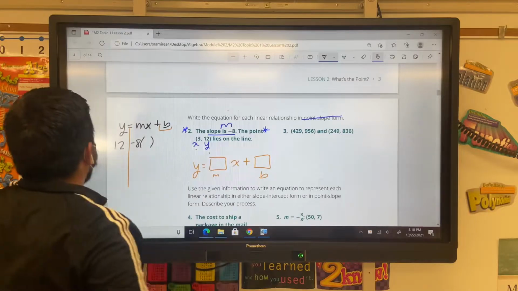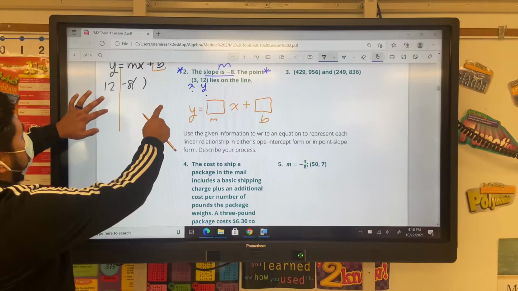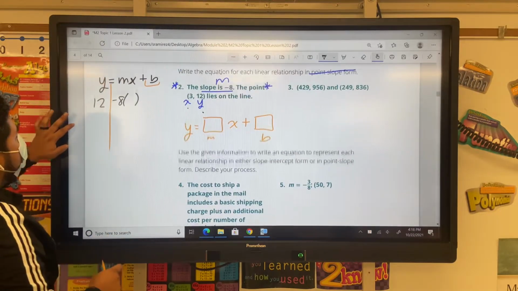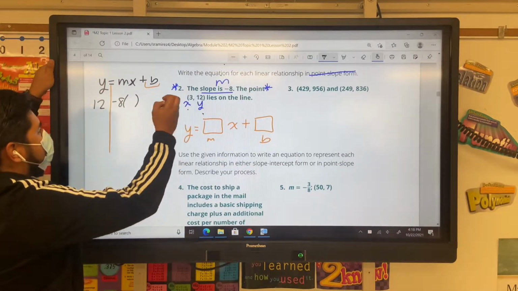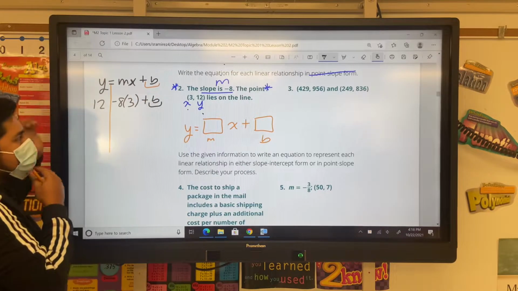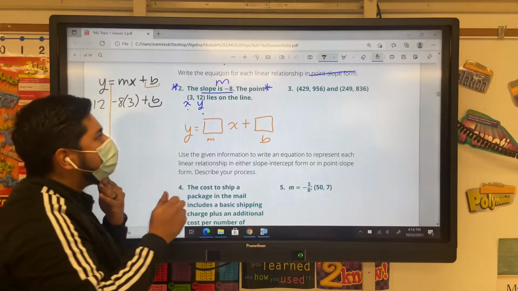See if I can zoom in a little bit. Too much. A little bit too much. There we go. X is 3. Then I put my plus B because that's who I'm looking for. Next.